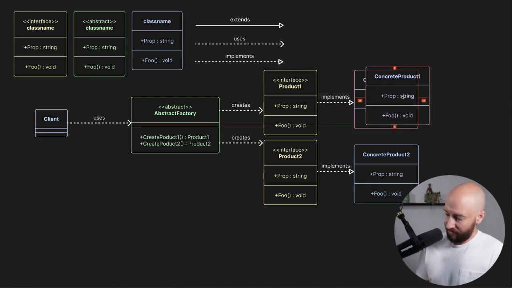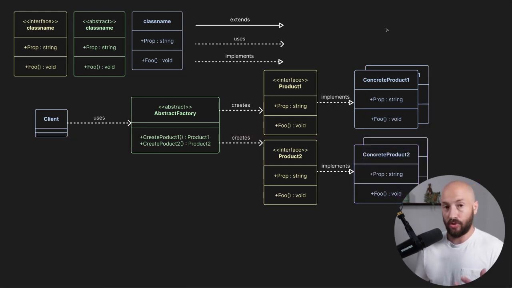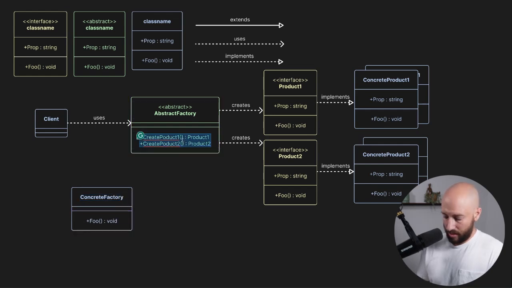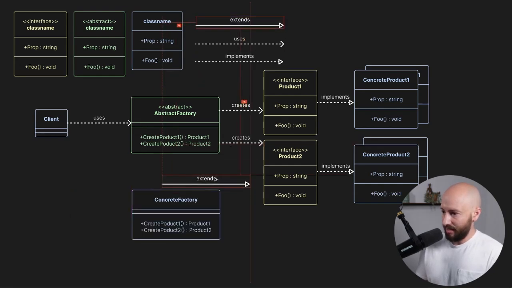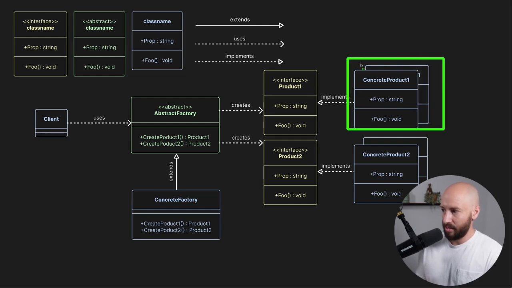But of course, we don't have to have only one. The entire idea is that over here, we can have multiple different concrete products of each type. Likewise, we also have the concrete factories. So let's say over here, concrete factory. And the concrete factory, of course, needs these two methods as well. The concrete factory extends the abstract factory. And I see I have the arrows the other way around for the implements, so let's fix that as well. So I updated the arrows to point to product 1 because the concrete products go ahead and implement the interface and not the other way around.